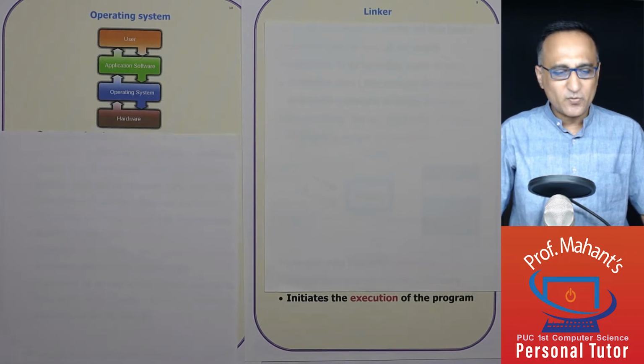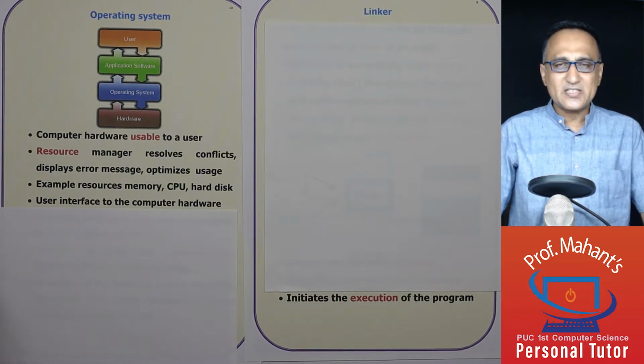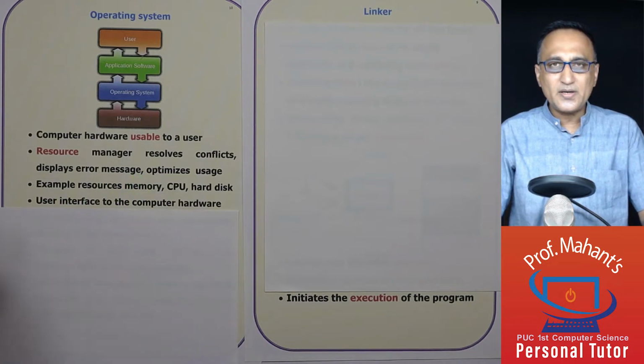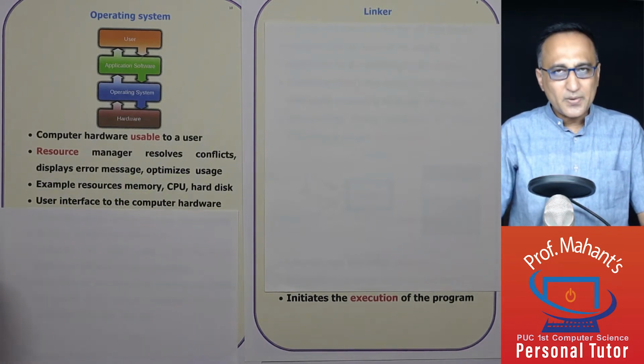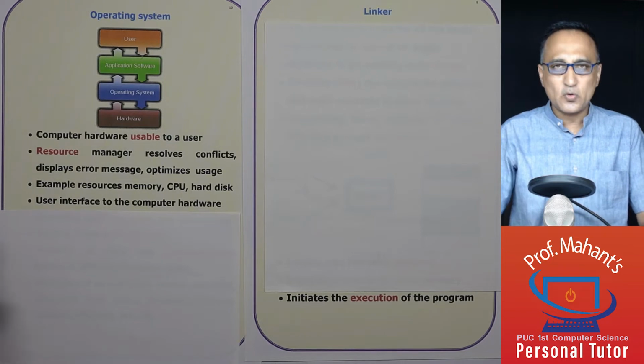So, let's first try to define what is an operating system. An operating system is a software which makes the hardware useful or usable to an end user. An operating system is also a manager of different hardware resources like CPU, memory, keyboard, mouse, and so on. It helps to resolve conflicts between, suppose two people are trying to print at the same time, it tries to sequence the printing. It sees that resources like CPU are optimally used.